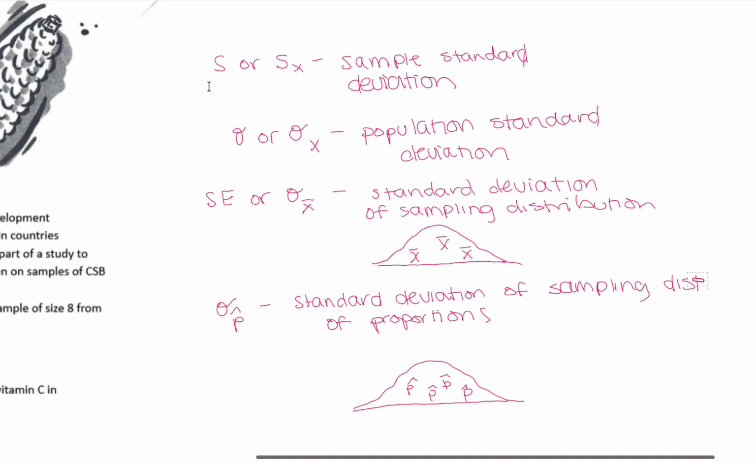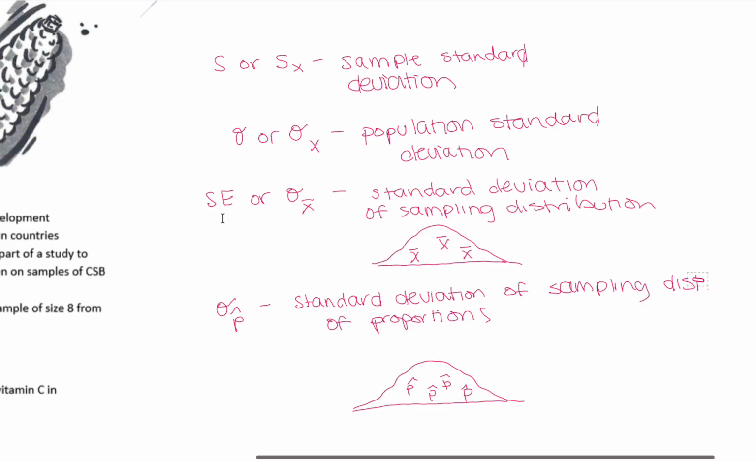what is s or s sub x? That is sample standard deviation. And what is sigma or sigma sub x? This is the population standard deviation. Make sure to see the difference. If it's only an s or s sub x, this is for sample. If it's a sigma, which is a Greek letter, or sigma sub x, it is for population.